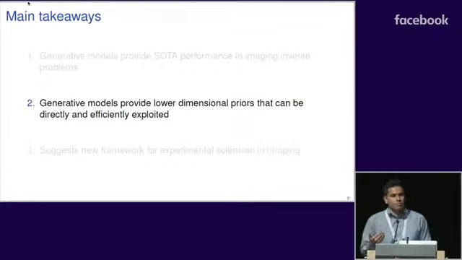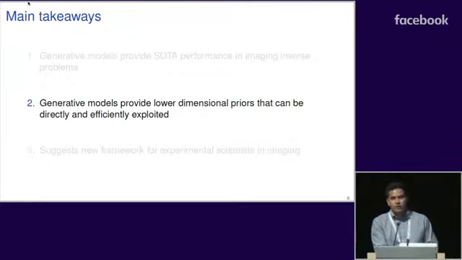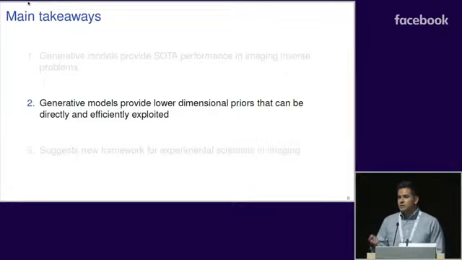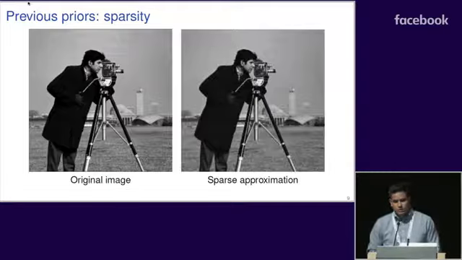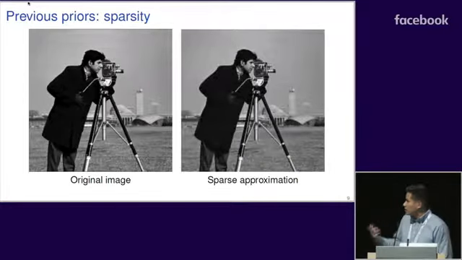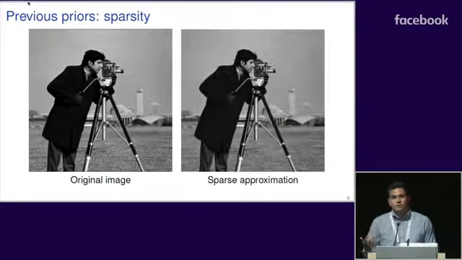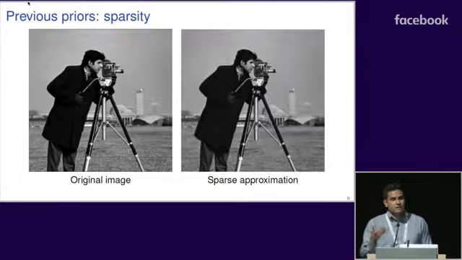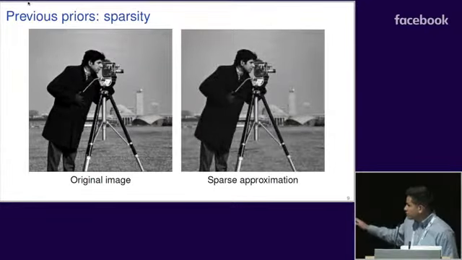Based on these empirics, we want to try to understand why these generative models tend to perform so well. I want to make the argument that it's due to the fact that they provide lower dimensional priors that can be directly and efficiently exploited. What exactly are we comparing them to? We're comparing them to sparsity-based models that use a sparsity prior. What exactly do I mean by a sparsity prior? Natural images are nearly sparse with respect to a wavelet basis, meaning that in that basis, they can be approximated by something sparse. As an example, you can consider the following two images here.